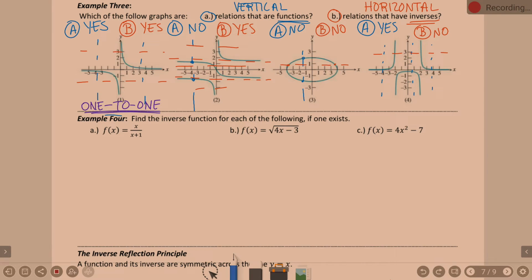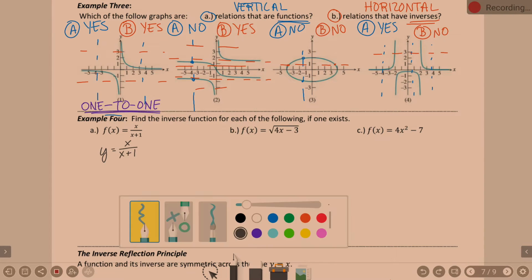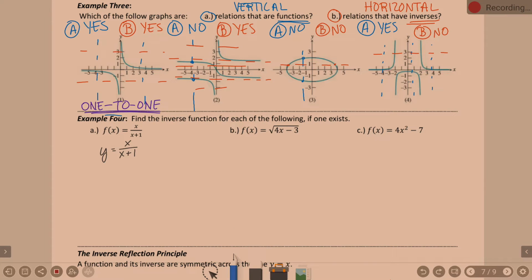So, with that in mind, first things first. What do you know about f of x? F of x is the same thing as saying y, isn't it? So really this equation is y equals x over x plus 1. To find the inverse, every place you see an x, we're going to replace it with y. Every place we see a y, we're going to replace it with x. So instead of y equals, x equals. Instead of x over, y over. Instead of x plus 1, y plus 1.